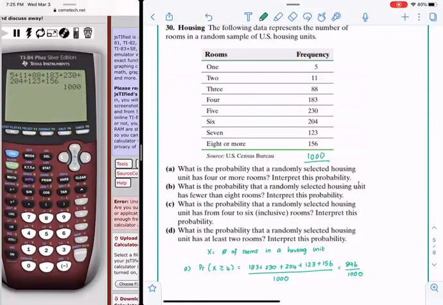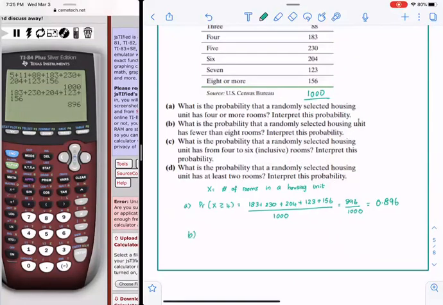And greater than or equal to 4: 183 plus 230 plus 204 plus 123 plus 156, that is 896, and divide by 1,000. In terms of a decimal, that would simply be 0.896.